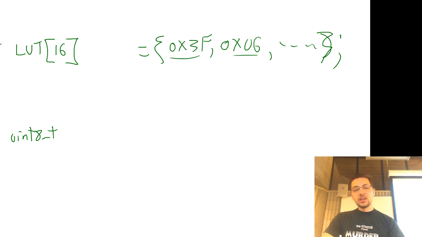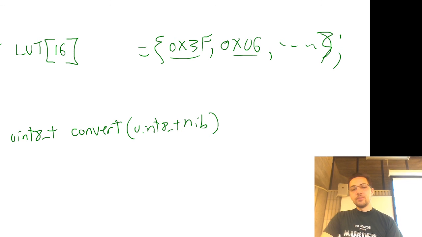uint8_t convert(uint8_t nibble). This, by the way, is not how I did it. I didn't use a function, but we're going to use this to illustrate what's going on. So you give it a nibble, and it returns the lookup table value. Well, that's just pretty dead simple.